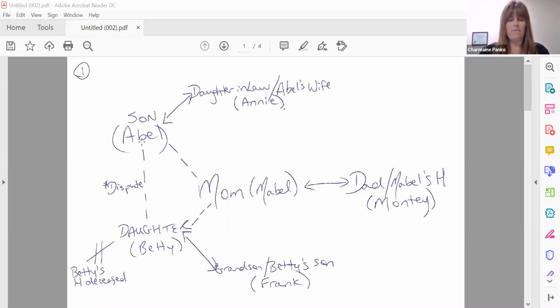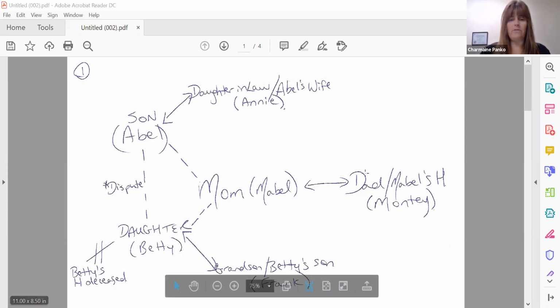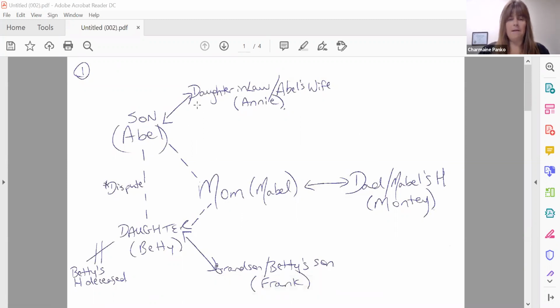Now, I've also discovered that Abel, the son, has a wife, and her name is Annie. Now, how she fits, if I have mom as the central figure in this systems map, is that Annie relates to mom as the daughter-in-law. So there may be something significant about her title within this family system.